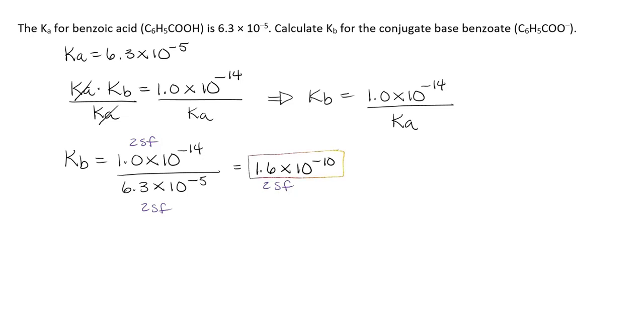It's worth repeating that a Ka must apply to a substance acting as a weak acid, and Kb must apply to a substance acting as a weak base. So we cannot have a Kb for benzoic acid. The Kb is for the conjugate base benzoate.